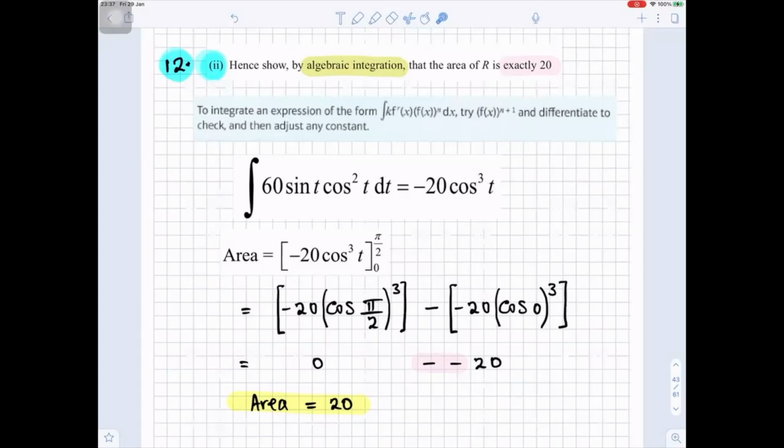So you substitute pi over 2, and don't forget it's cubed. Put cos pi over 2, all cubed, times minus 20. And you substitute the 0: it's cos 0, all cubed, times minus 20. Cosine of pi over 2 times minus 20 will give you 0, and minus will be plus. Cos 0 is 1, 20 times 1 will be 20. So the area would be 20.